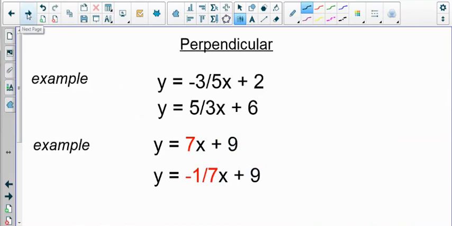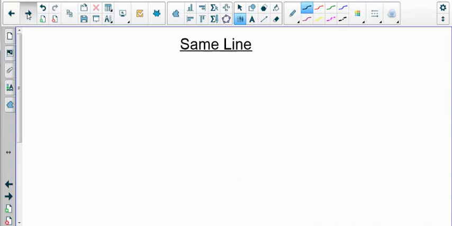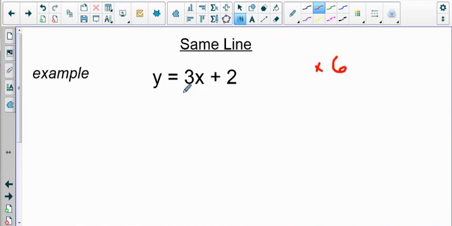Okay, the last possibility that you might run into is if they're the same line. That means they cross everywhere. Here's an example. So I'm going to write another line that's the exact same line as this. And it's actually very simple to do. All I'm going to do is multiply every one of these terms, the y, the 3x, and the 2, all by the same number. I'm going to pick 6. So I'm going to take everything in here times 6. So y times 6 is 6y. 3 times 6 is 18.